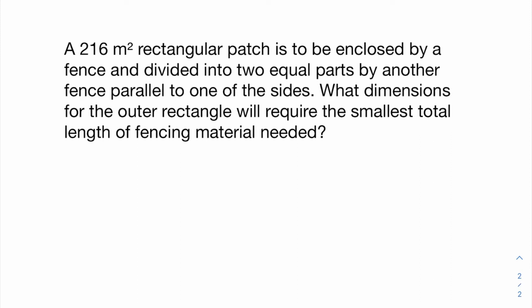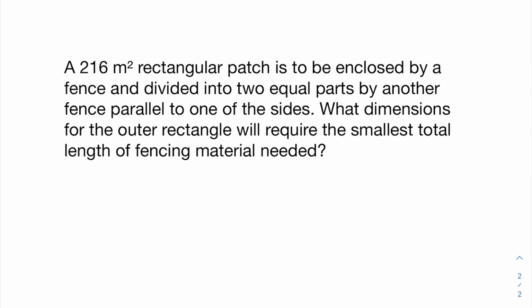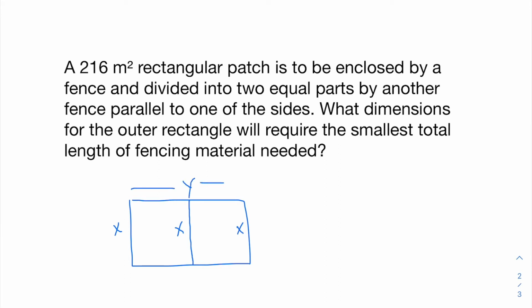Okay, so first of all, we want to see if we can draw out the situation that we're seeing here. So we have a rectangle, and we've got the rectangle divided into two equal parts by another piece of fencing down the middle. So that's the unique part of this, because it's not just a perimeter and area situation, but we also have this additional piece of fencing down the middle that complicates things a little bit. So let's call this dimension X, and we can call this dimension Y.